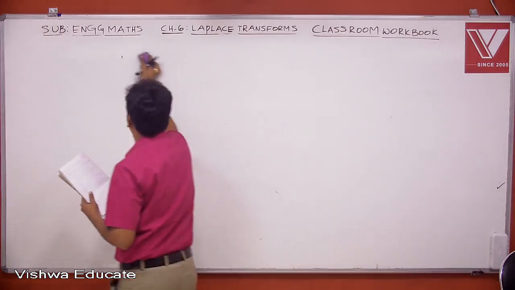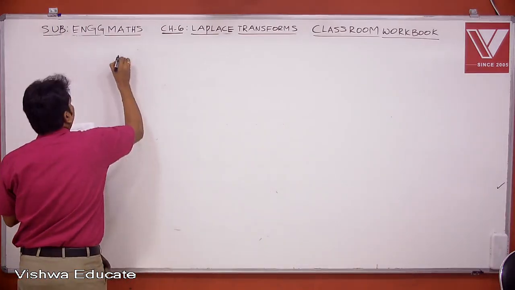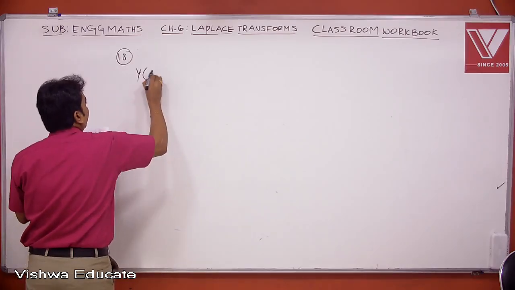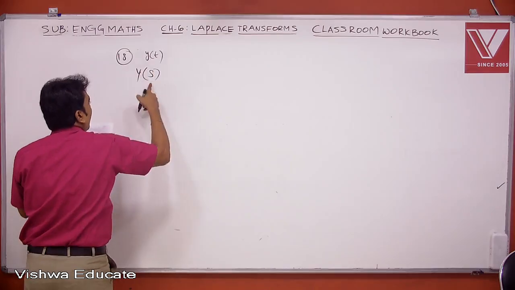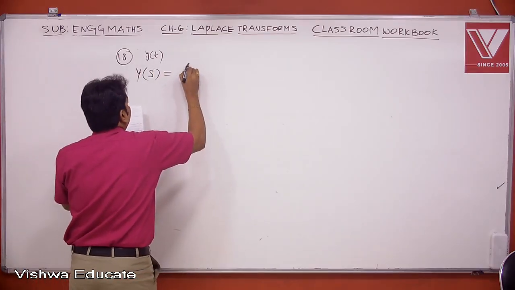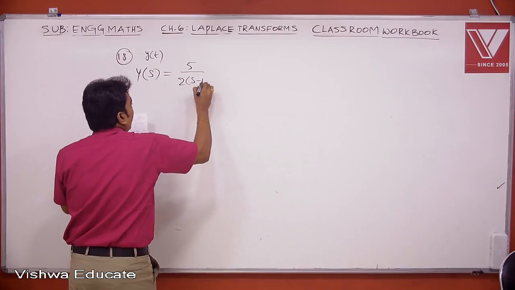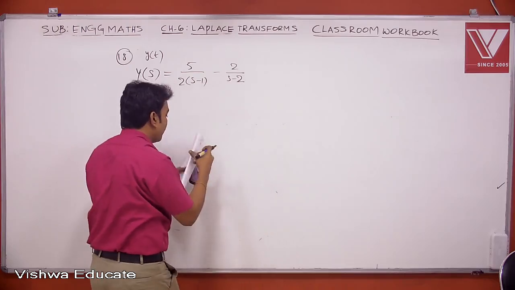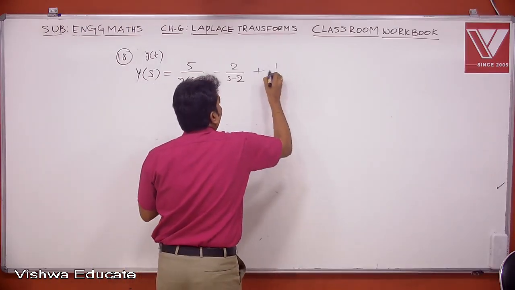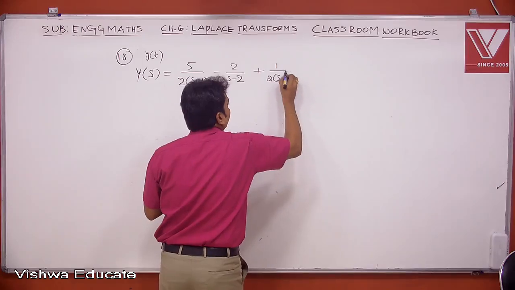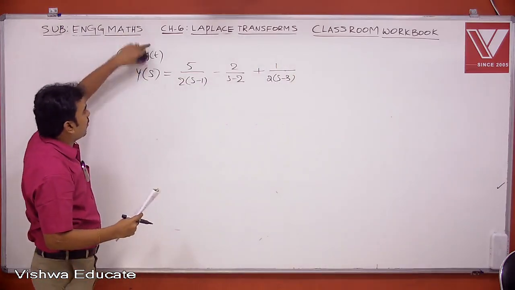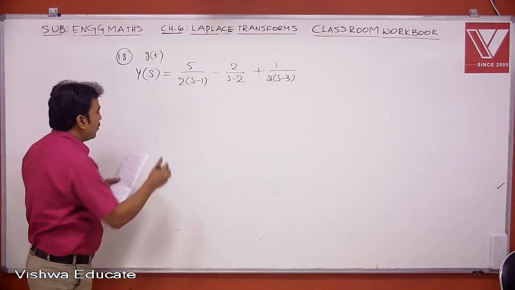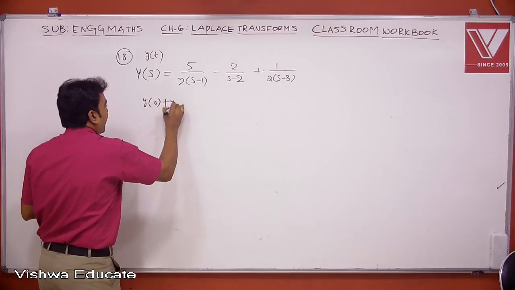Now we discuss question number 18. If the Laplace transform of small y of t is given by Y of s equal to 5 by 2 into (s minus 1) minus 2 by (s minus 2) plus 1 by 2 into (s minus 3). So y of t is the function, its Laplace is Y of s. Then we need to find y of 0 plus y dash of 0.